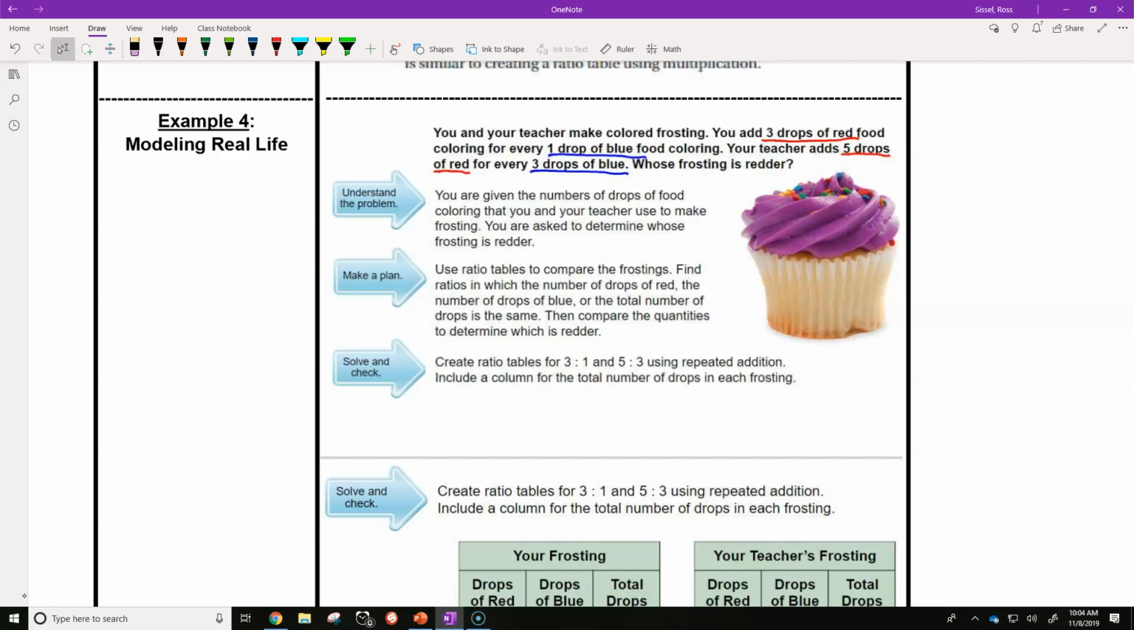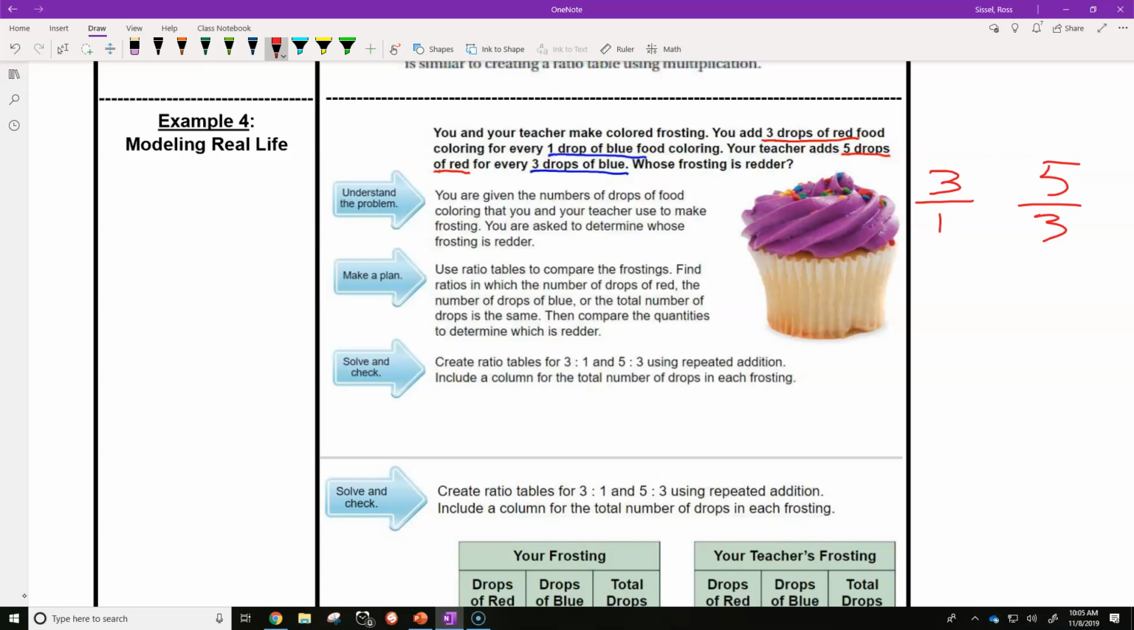Now, before we show how to solve this, we have to understand a story problem. Each of us put a number of drops of food coloring, and we want to know whose is more red. How are we going to solve this? Well, we're going to look at the ratio. His ratio was 3 drops of red to 1 drop of blue, where mine was 5 drops of red to 3 drops of blue. How we're going to solve and check is making a ratio table.